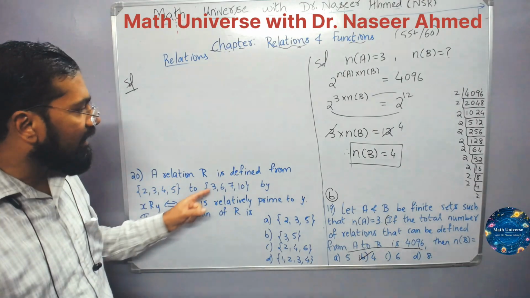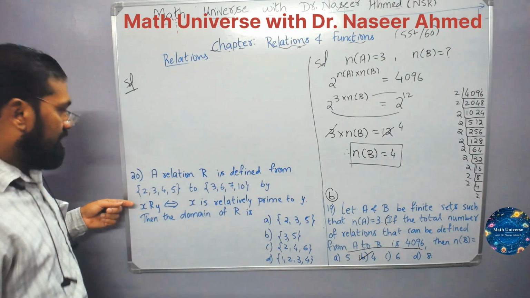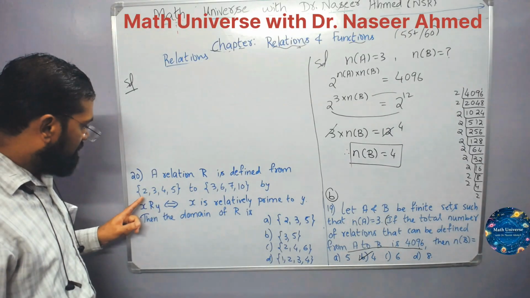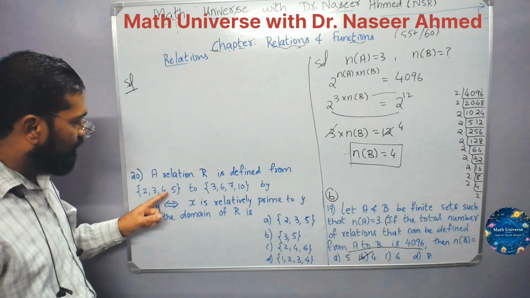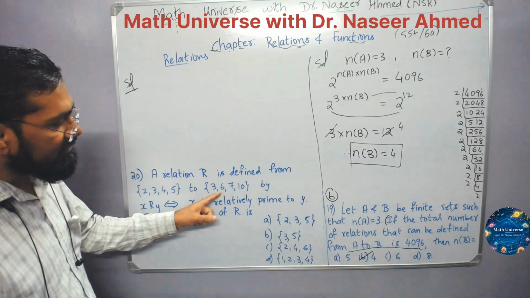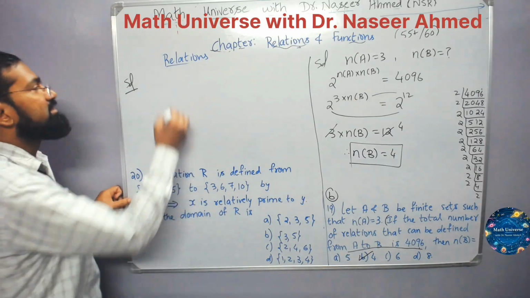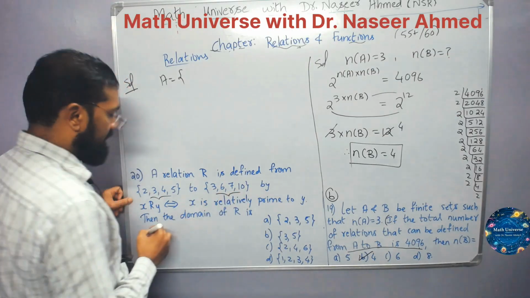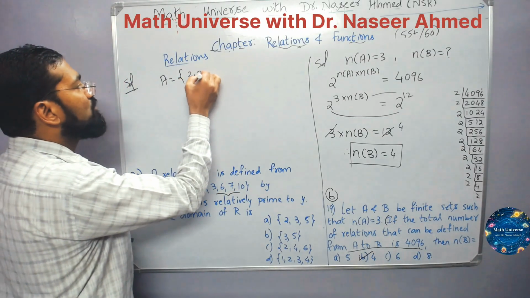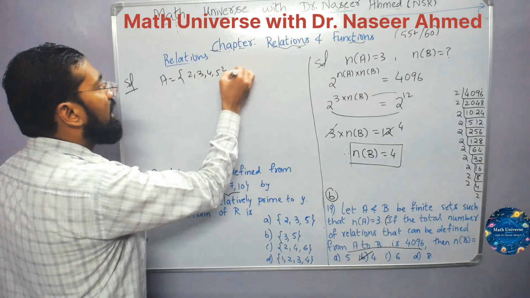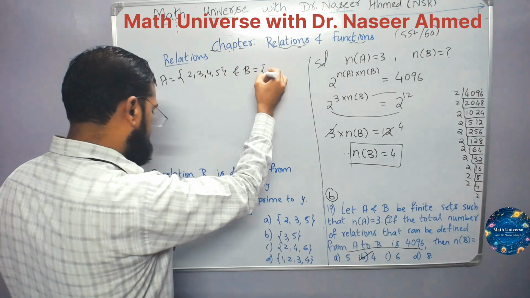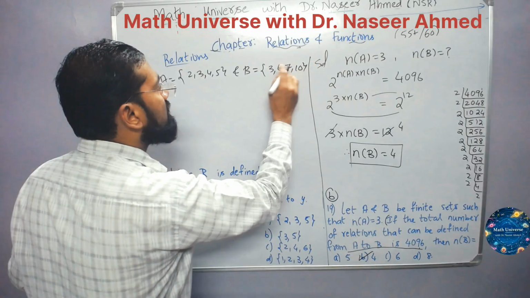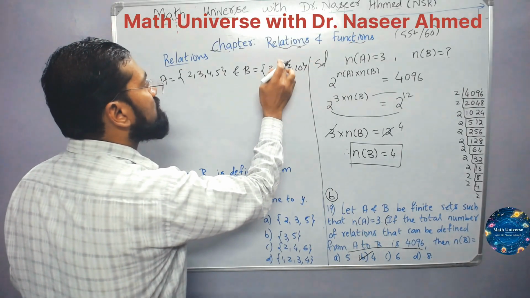A relation R is defined from a set containing 2, 3, 4, 5 to another set containing 3, 6, 7, 10. So set A we will take as the first set, and the second set B has the elements 3, 6, 7, 10. Then what do they want us to find?